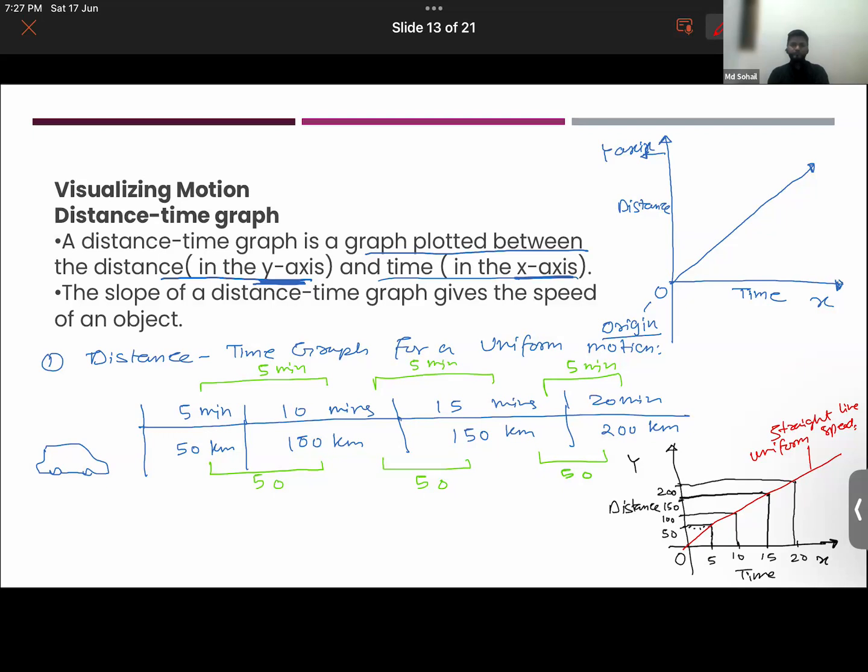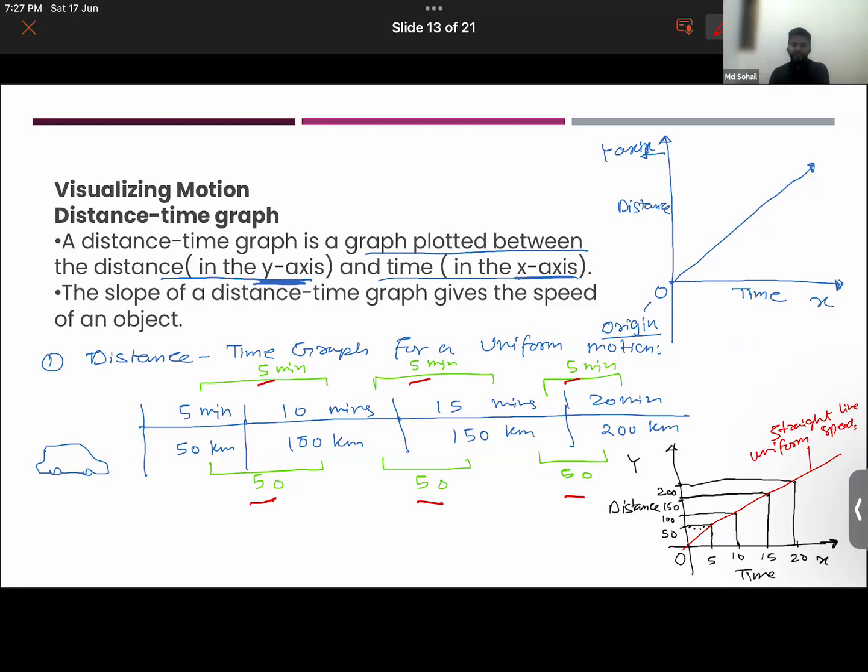Okay. The basic thing you need to fit in your mind here is that when an object is moving with a uniform speed, that means equal distances are traveled at equal intervals of time. 50 kilometer, again 50 kilometer, again 50 kilometer for 5 minutes, then again 5 minutes, then again 5 minutes. Equal intervals of time as well as equal distances are being traveled by the object. Hence, it has a constant speed.